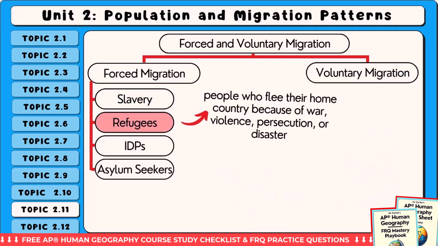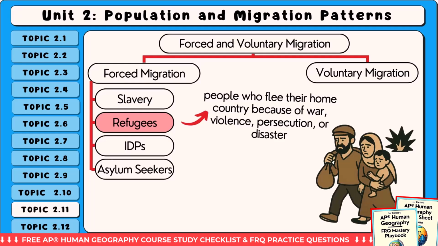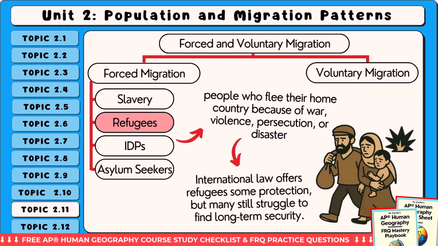Refugees are people who flee their home country because of war, violence, persecution, or disaster. They cross international borders in search of safety. Refugees often lose everything and face long waits in camps or difficult conditions in host countries. International law offers refugees some protection, but many still struggle to find long-term security.